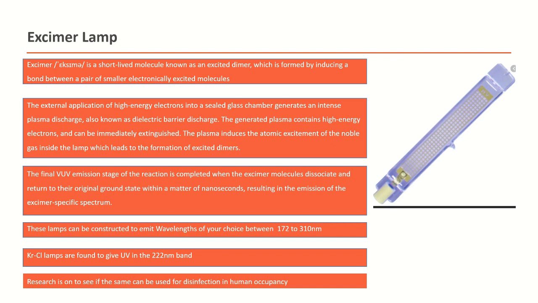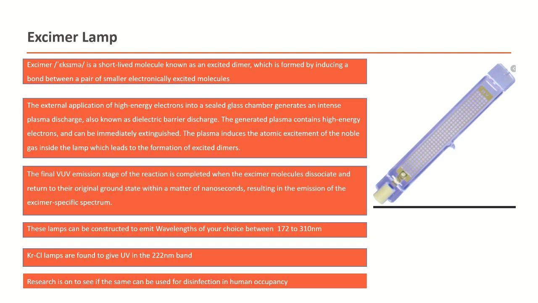By using different types of gas materials or the noble gases, you can get very accurate or small wavelengths anywhere between 172 to 310 nanometers. For example, krypton chloride gas is found to give UV in the range of the 222 nanometer band.